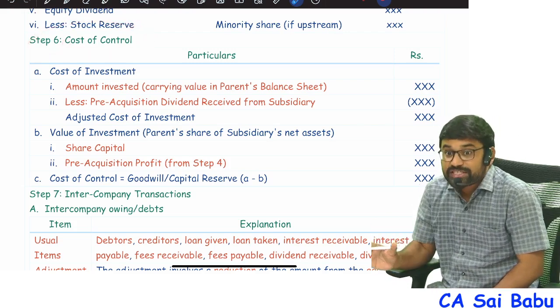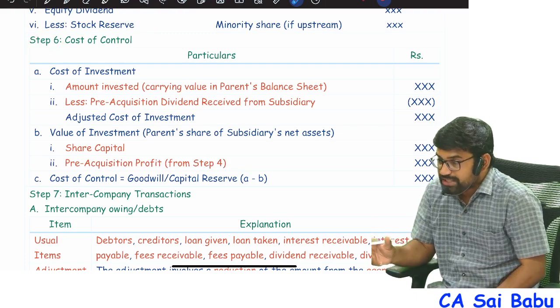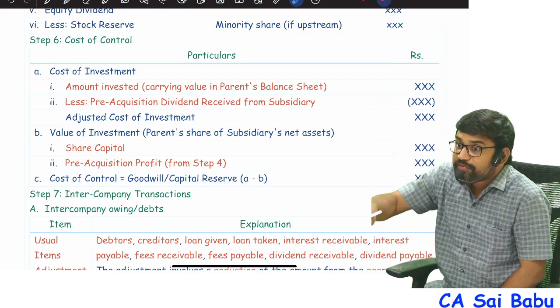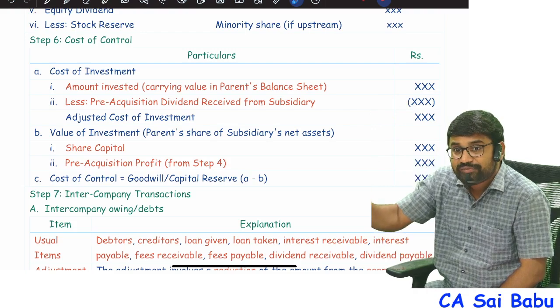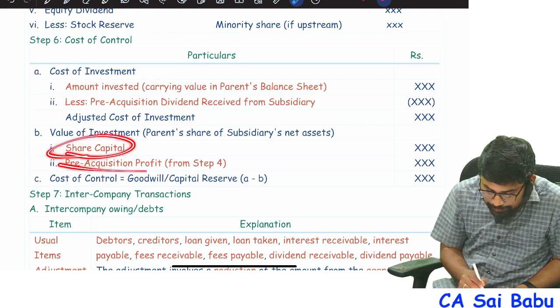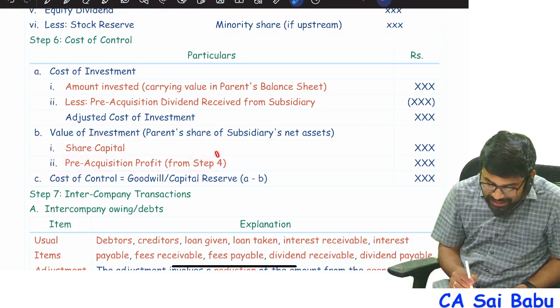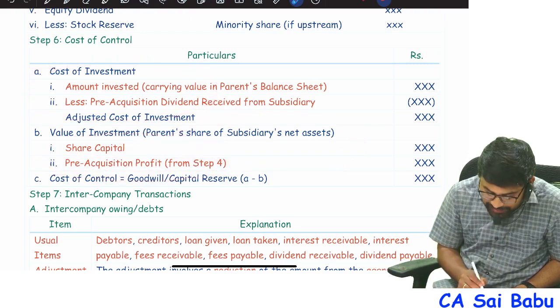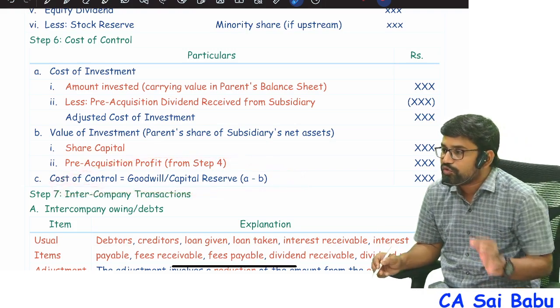Date of acquisition. It's a one-time calculation, I told you. So date of acquisition means on the date of acquisition in the subsidiary, whatever the profits are there, they are pre-acquisition profits. That way, share capital plus pre-acquisition profits. In this, what is the parent company share? We are comparing with the cost of investment. Any difference is there, that will be adjusted to goodwill or capital.